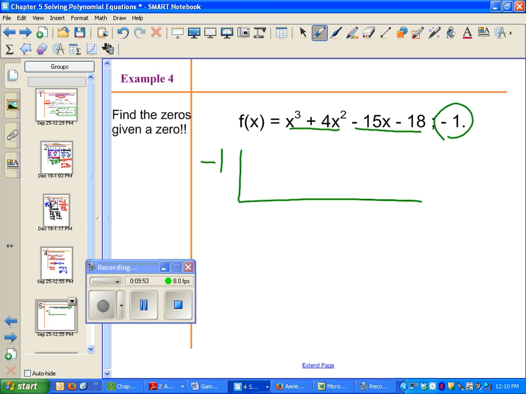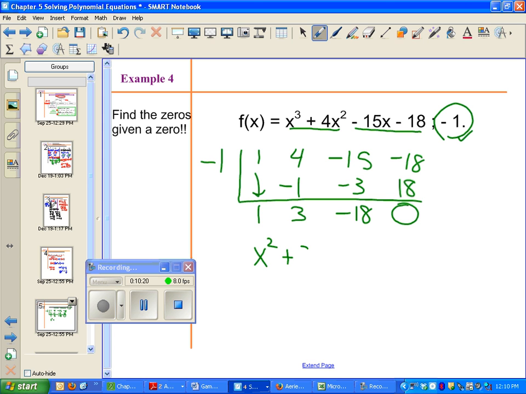So I'm going to put the negative 1 on the outside and the coefficients upstairs, and I don't need a placeholder. So I bring down the 1, I multiply and get negative 1, add to get positive 3, multiply again, 3 and negative 1. To get negative 3, I add them up and get negative 18. I multiply and get positive 18. And then this adds up to 0, which means negative 1 is a 0. And then it's 1 degree less, so this is 1x squared plus 3x minus 18 equals 0.